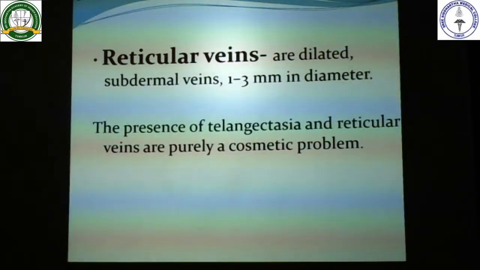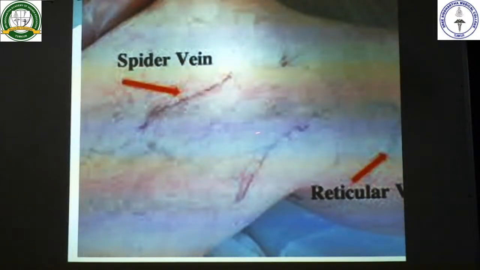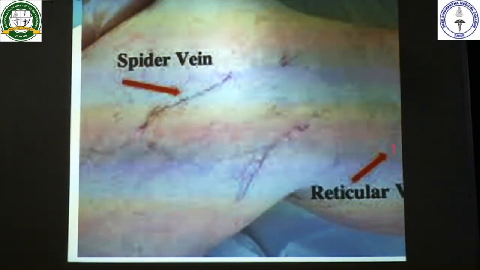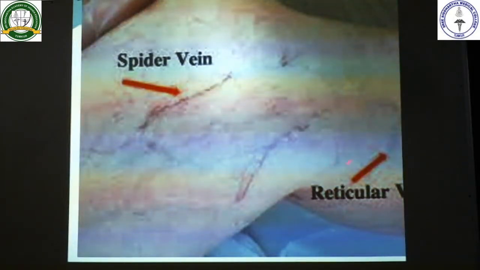One more entity is reticular veins. What are reticular veins? They are dilated subdermal veins. They are a little bigger than telangiectasias. Here the size is 1 to 3 millimeters in diameter. The presence of telangiectasias and reticular veins is purely a cosmetic problem. If you see this image, these are the reticular veins. These are bigger spider veins: telangiectasias are less than 1 millimeter and reticular veins are between 1 to 3 millimeters in diameter.